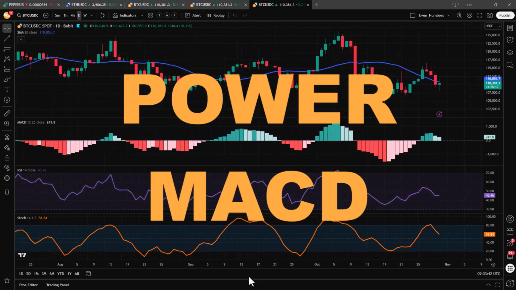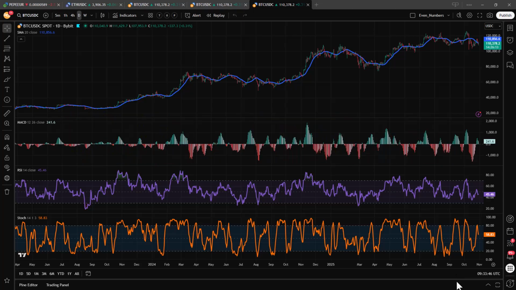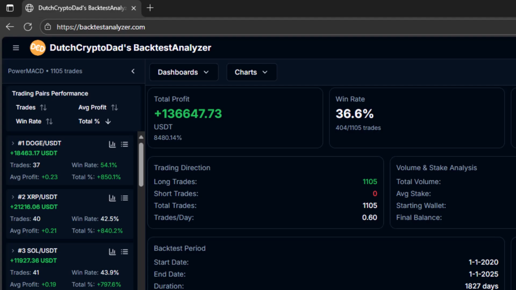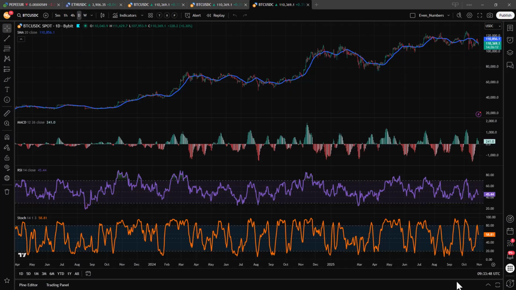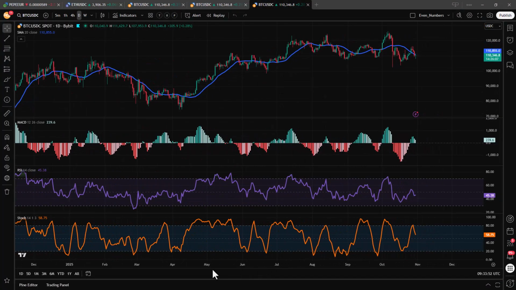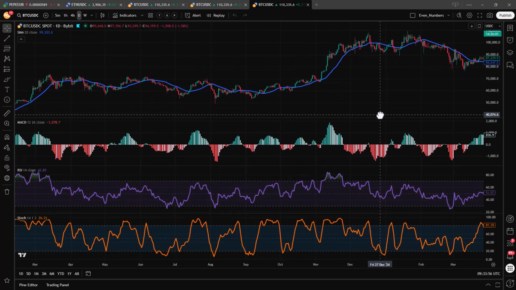The PowerMACD trading algorithm has great potential for future gains. I have coded this trading algorithm into a Python script for use with my trading bot and got the following hypothetical results. The great thing about this trading algorithm is that it contains multiple entry and exit rules to test out, so that you can find out for yourself which rules are the most successful for your preferred crypto pairs.